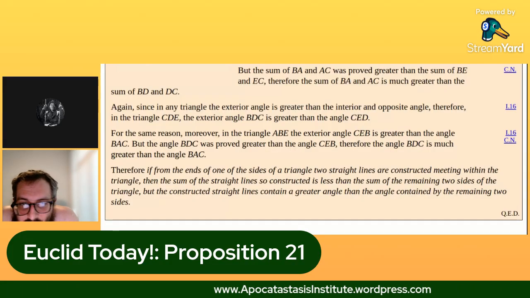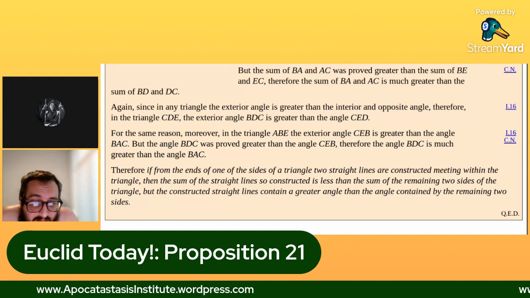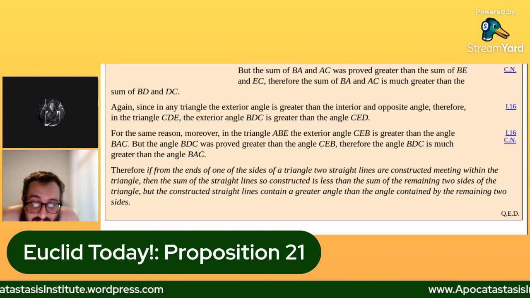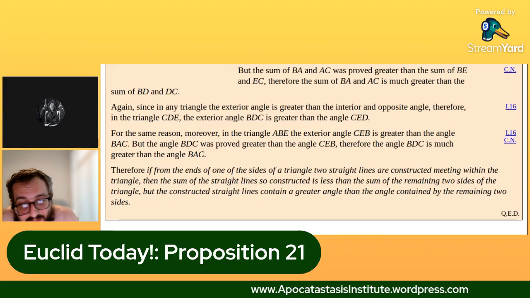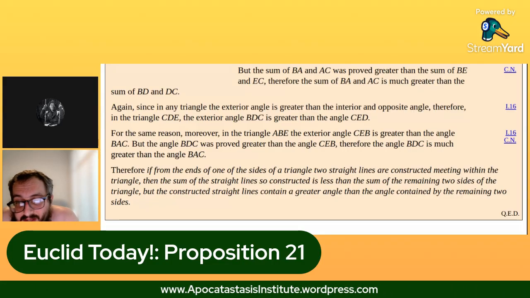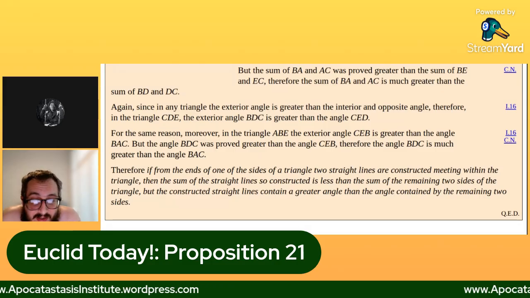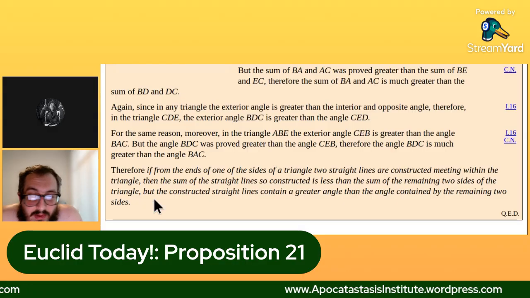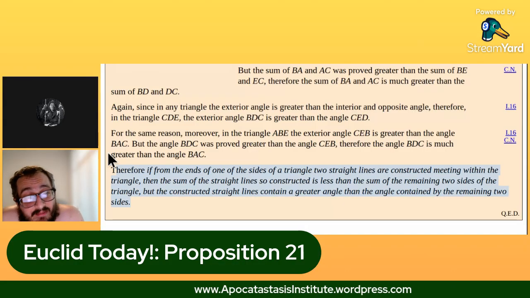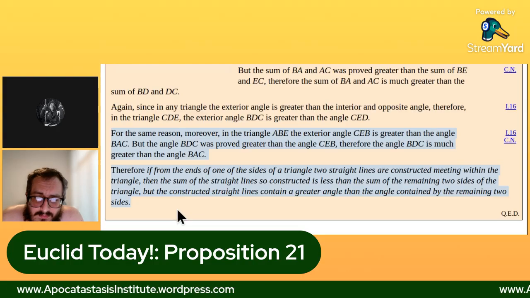For the same reason, however, in the triangle ABE, the exterior angle CEB is greater than the angle BAC. The angle BDC was proved greater than the angle CEB, therefore the angle BDC is much greater than the angle BAC. Again, this is just an implementation of proposition 16. This is probably going to require our audience to go through this a couple times to really grok what's happening.